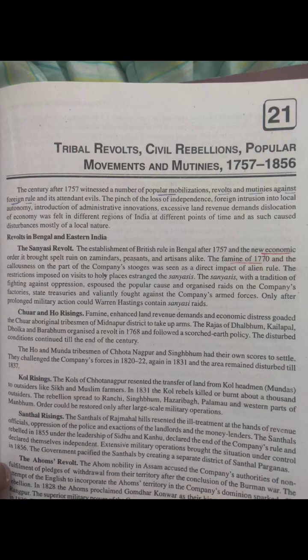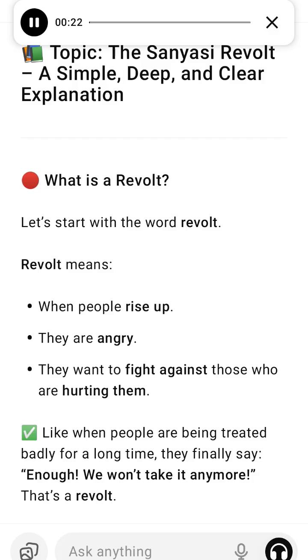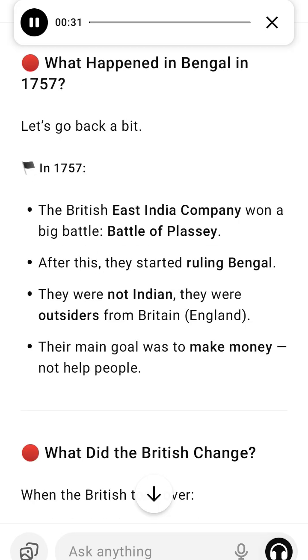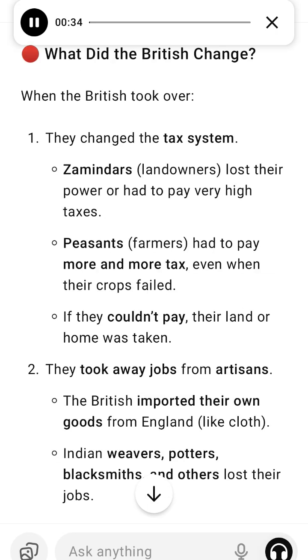Sure, here's a great, deep and detailed summary of the Sannyasi revolt, written in the simplest English but rich with all the important points. It's clear, complete and easy to remember, perfect for learning or revision. The Sannyasi revolt, deep detailed summary, 1763 to 1800.